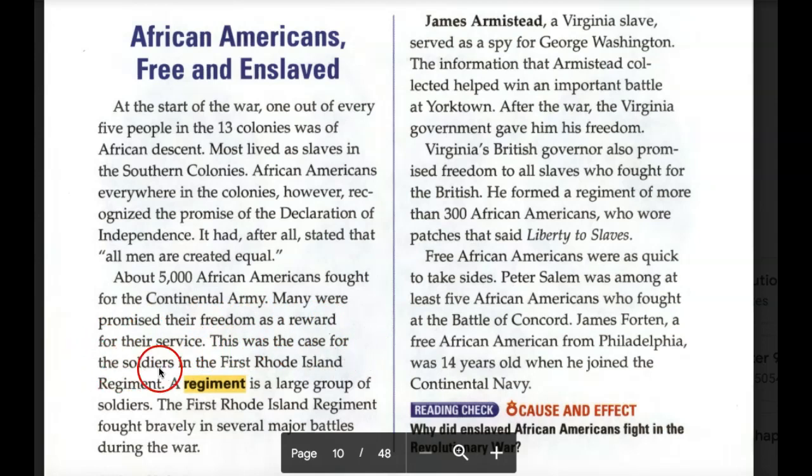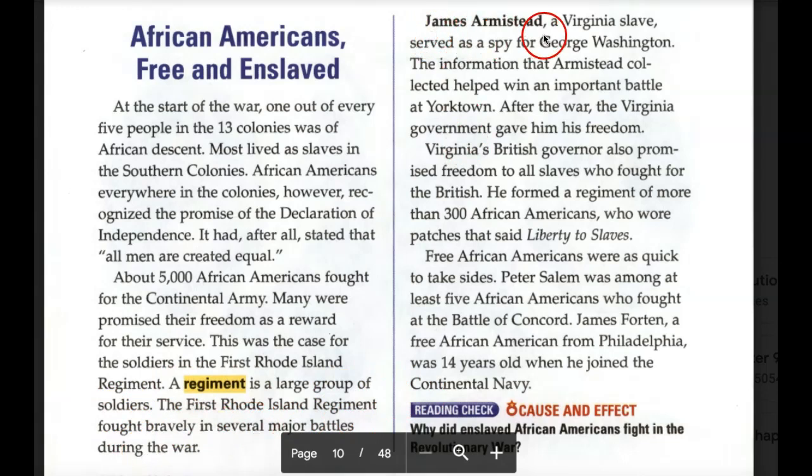This was the case for the soldiers in the 1st Rhode Island Regiment. A regiment is a large group of soldiers. The 1st Rhode Island Regiment fought bravely in several major battles during the war.